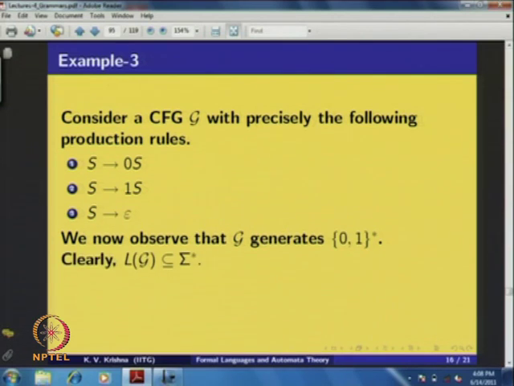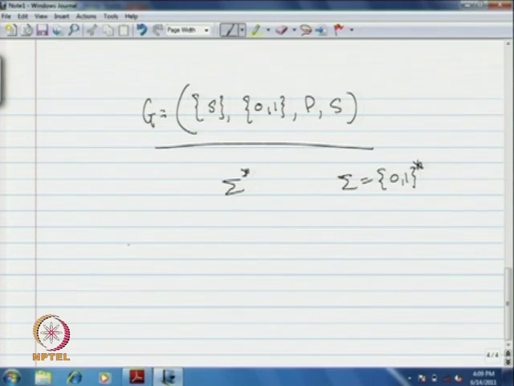To prove this, first we have to evaluate what are all the possible strings that we can generate using these rules. First of all, can we generate some string through these rules? For example, using the third rule S goes to epsilon, one can clearly generate in one step the empty string epsilon. Or if you consider the first rule, you can get 0 S in one step, and if you use the third rule, then 0 epsilon, that is equal to 0. So, the string 0 can be generated using this grammar.